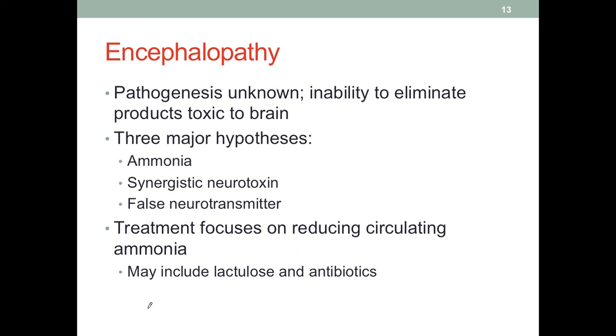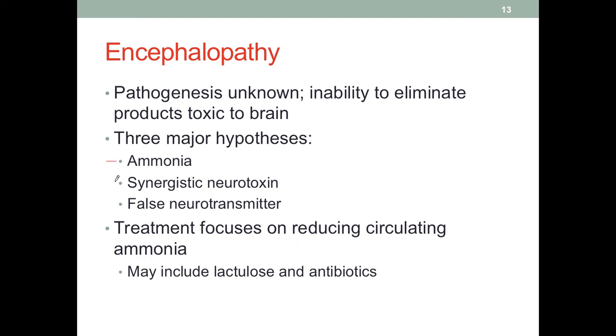It is believed that it is due to the body's inability to eliminate certain products that are toxic to our brain. Right now, there are 3 different hypotheses about why people develop encephalopathy in liver conditions. One is the abnormal accumulation of ammonia in our system. Another is synergistic neurotoxin as the cause of encephalopathy.